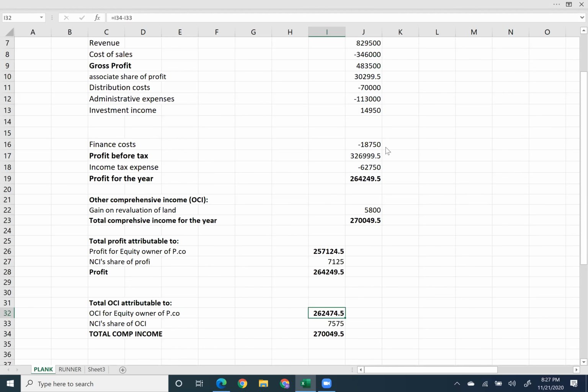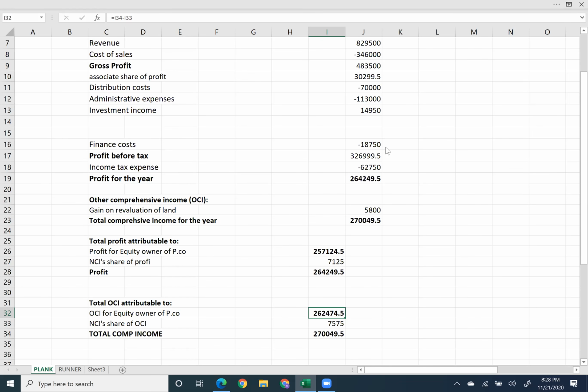Now there was one requirement B as well. Requirement B is a short requirement and we can do it. A few people are asking one question, and I'll answer that. Let me clarify it. Why are dividends from associate not deducted from associate share of profit?